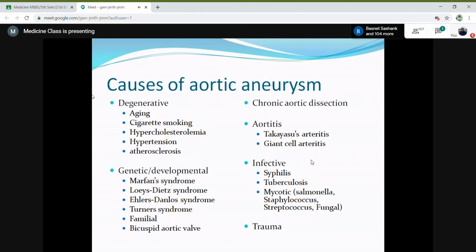So what are the causes of aortic aneurysm then? Most of the time, it may be degenerative and age-related, related to cigarette smoking, hypercholesterolemia, hypertension, and atherosclerosis. So elderly patients who are smokers, who have dyslipidemia, who are hypertensive, and who are atherosclerotic are the patients who may be prone to degenerative causes of aortic aneurysm. And sometimes there can be some genetic or developmental anomalies that lead to aortic aneurysm.